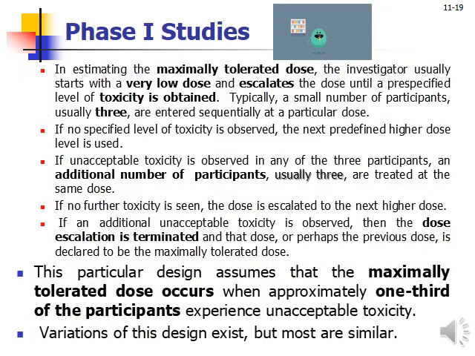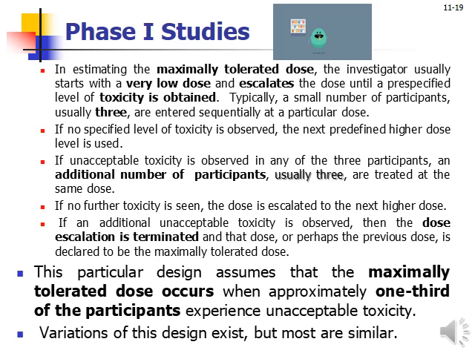In estimating the maximally tolerated dose, the investigator usually starts with a very low dose and escalates the dose until a pre-specified level of toxicity is obtained. Typically, a small number of participants, usually 3, are entered sequentially at a particular dose. If no specified level of toxicity is observed, the next predefined higher dose level is used.